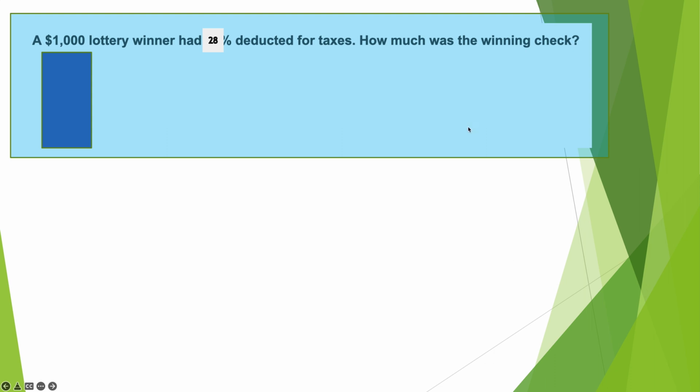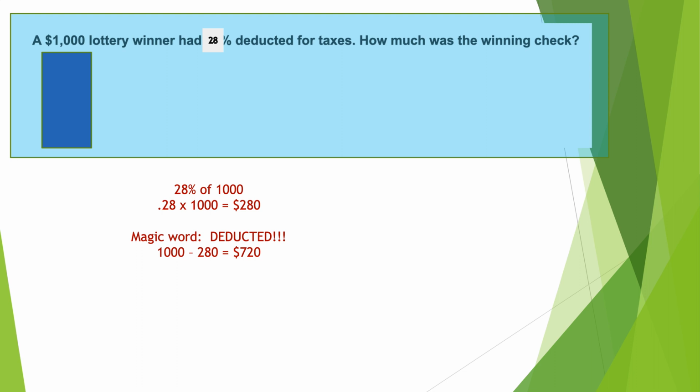So 28% of 1,000 is 0.28 times 1,000, which is $280. But the magic word in this problem is deducted. That means you take it away. So 1,000, take away the $280. God, I hate paying taxes. It's $720.